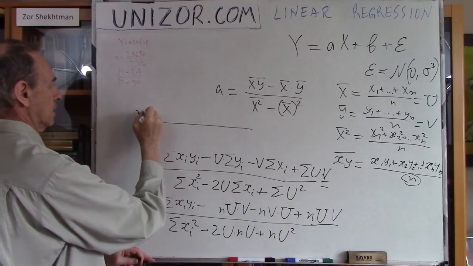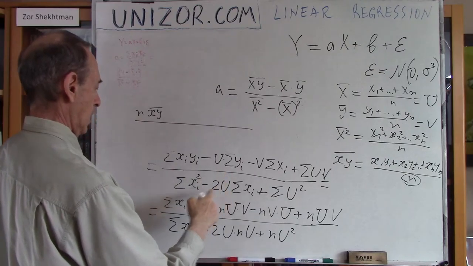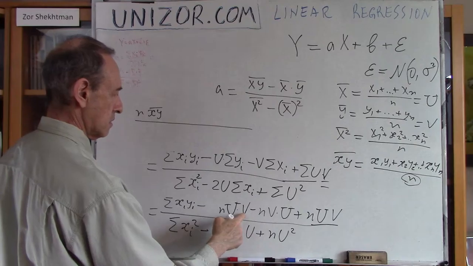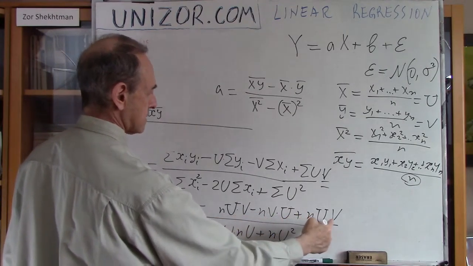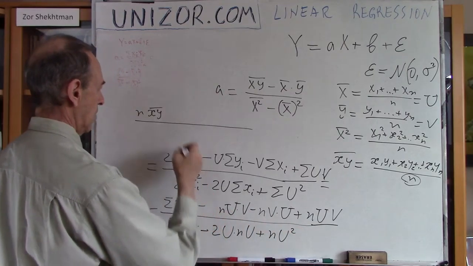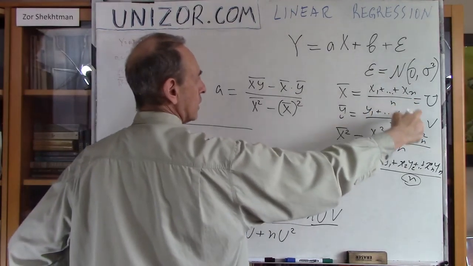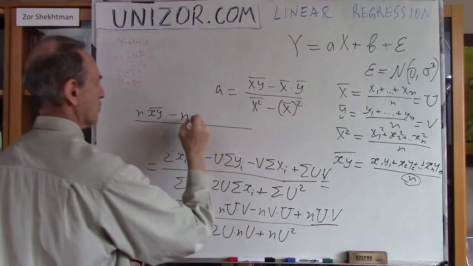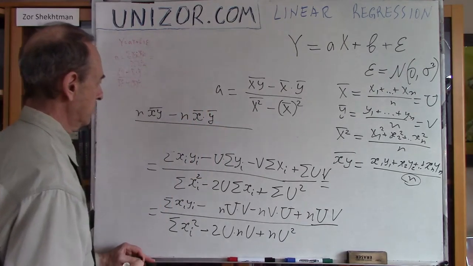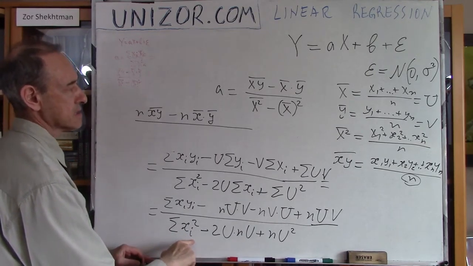Now, sigma xi yi, I can actually replace with n times average xy, right? So in my numerator, I will have n xy average instead of this one. Now, this one. Look at this. Minus nuv and minus nuv and plus nuv, right? So what do I have? I have minus n times uv. Now u and v are average x and average y.